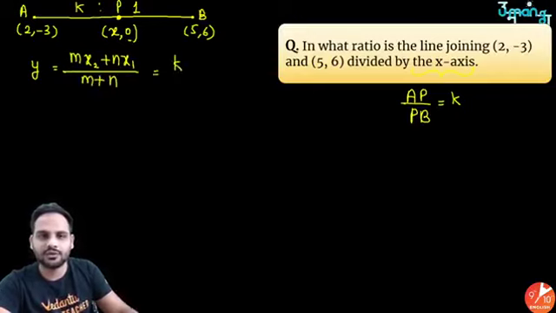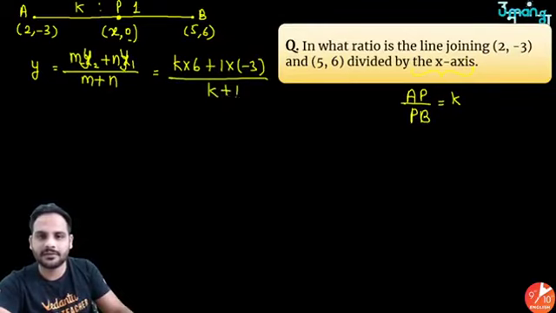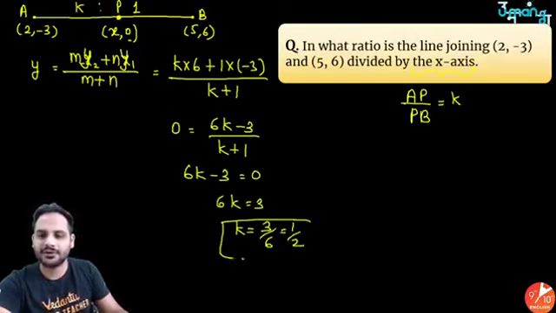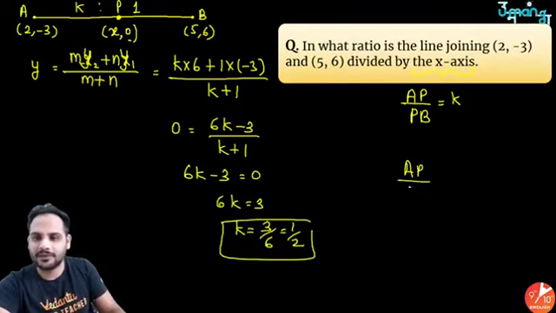So k into, sorry, not x, y2. So k into y2 is 6, plus 1 into y1 is -3, whole divided by k plus 1. Y coordinate is 0, which is equal to k into 6, which is 6k, minus 3, divided by k plus 1. Shift k plus 1 over there, it is 0. So 6k minus 3 is equal to 0. 6k is equal to 3 and k is equal to 3 by 6, which is 1 by 2. So we got to know that the ratio of AP by PB is 1:2.